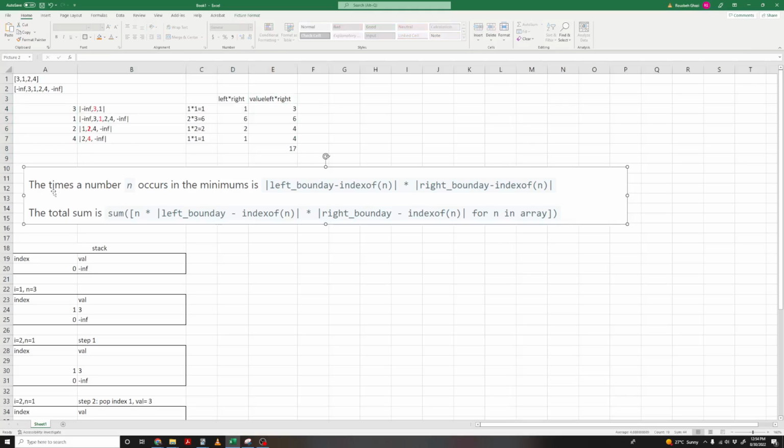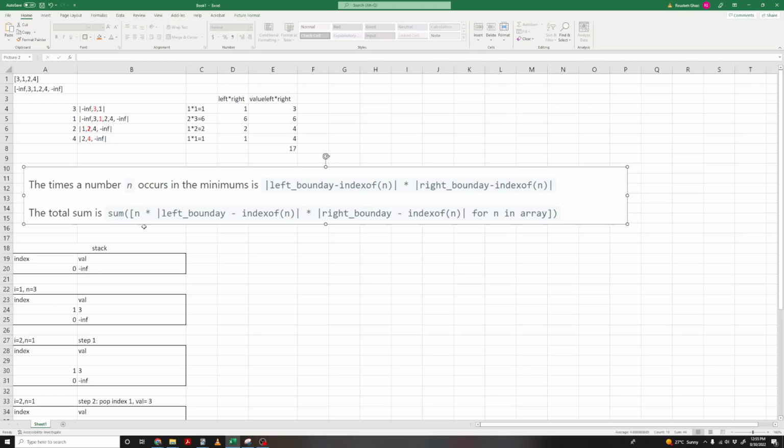So here is the key. The number of times a number n occurs as the minimum is the left boundary distance times the right boundary distance. And then we sum this up: basically left times right times n, for all the values. Now the question is, how do we find the left boundary and the right boundary for each of these numbers? That's a little bit tricky. This is where we are using a monotonic stack.